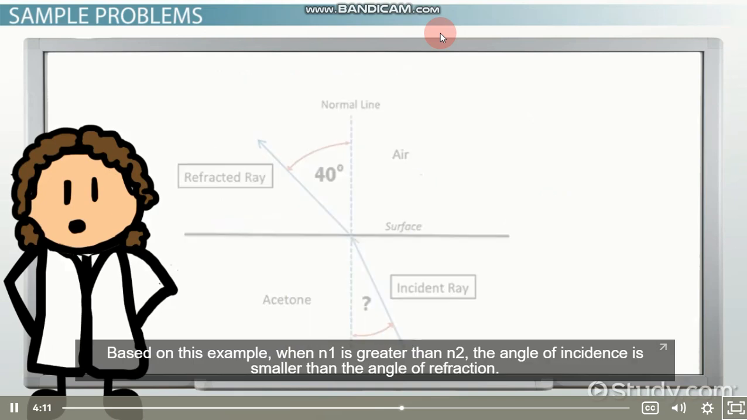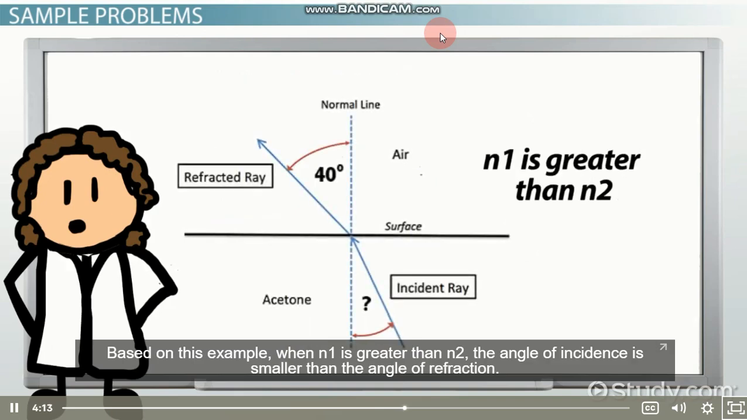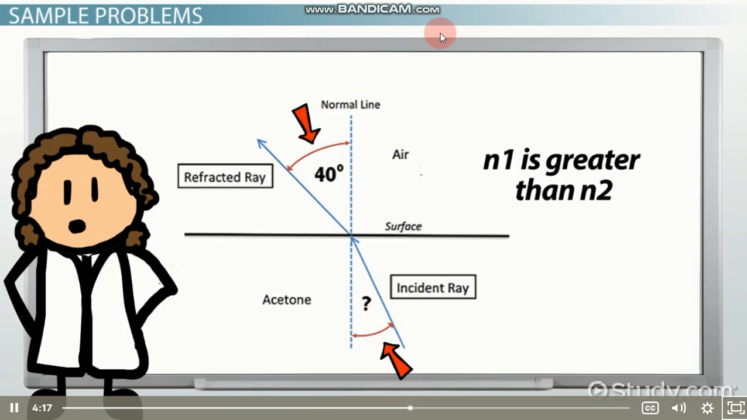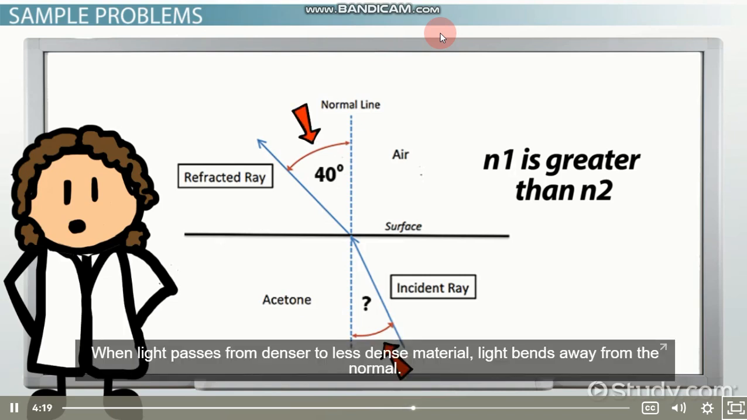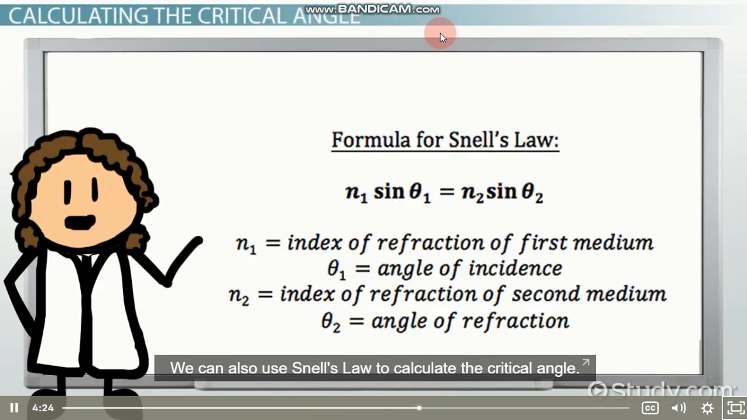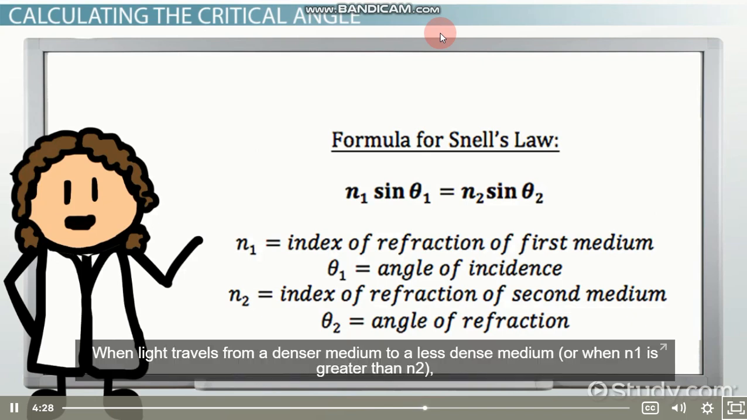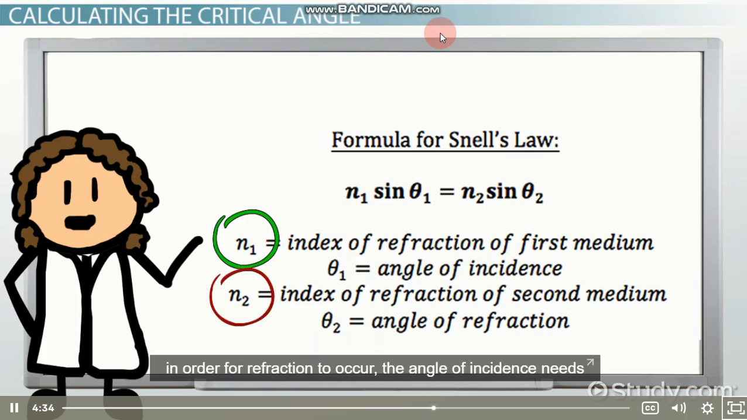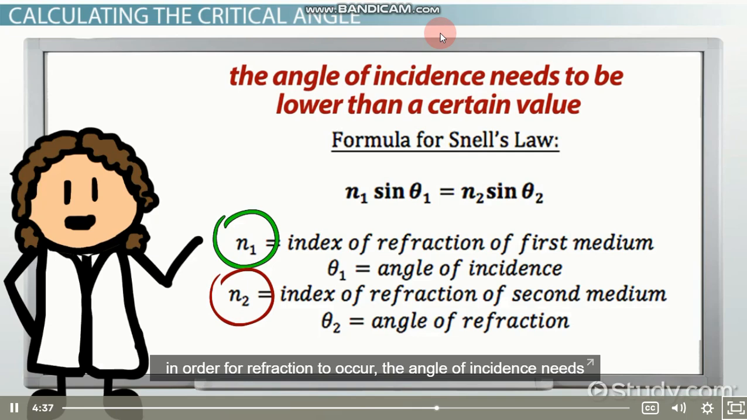Based on this example, when n1 is greater than n2, the angle of incidence is smaller than the angle of refraction. When light passes from denser to less dense material, light bends away from the normal. We can also use Snell's law to calculate the critical angle. When light travels from a denser medium to a less dense medium, or when n1 is greater than n2, in order for refraction to occur, the angle of incidence needs to be lower than a certain value. This is what we call the critical angle.